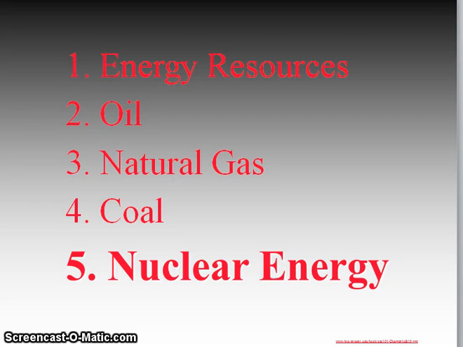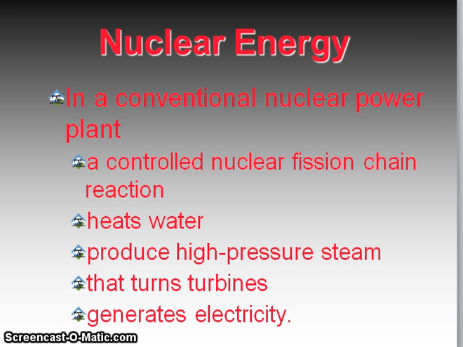In this chapter, chapter 15, we've been studying non-renewable energy sources. We've learned about oil, natural gas, and coal. We're finishing up the chapter with nuclear energy. Nuclear energy in a conventional nuclear power plant is run by a controlled nuclear fission chain reaction. We'll talk more about that in a minute.